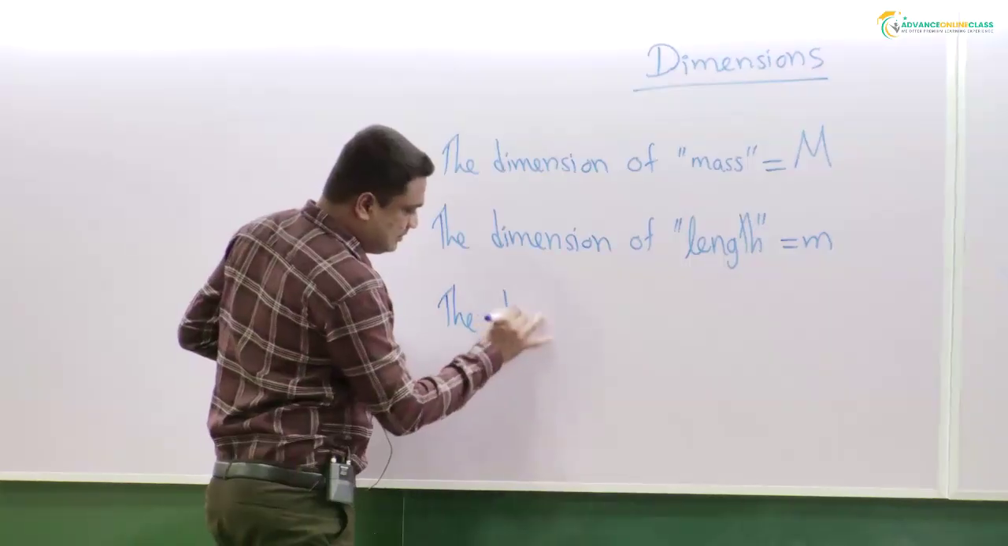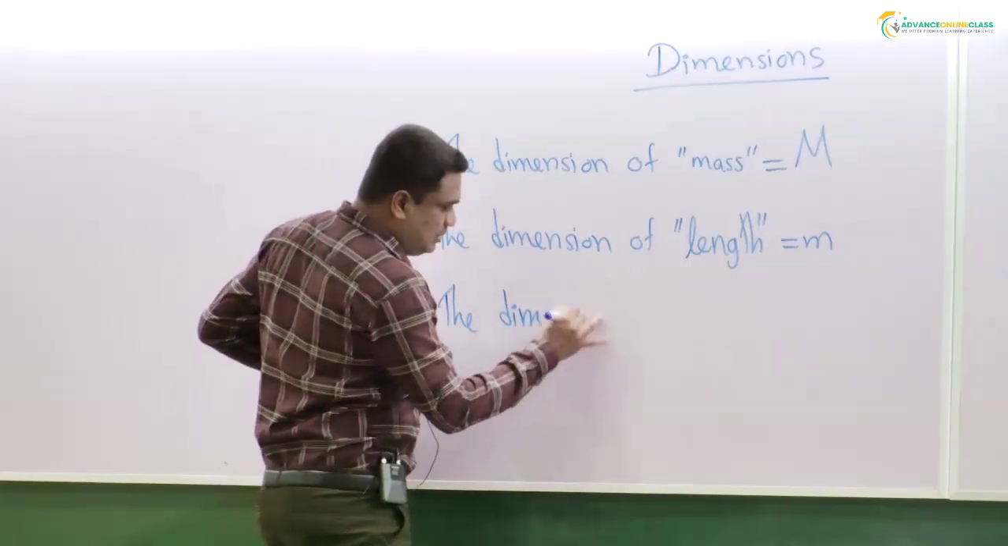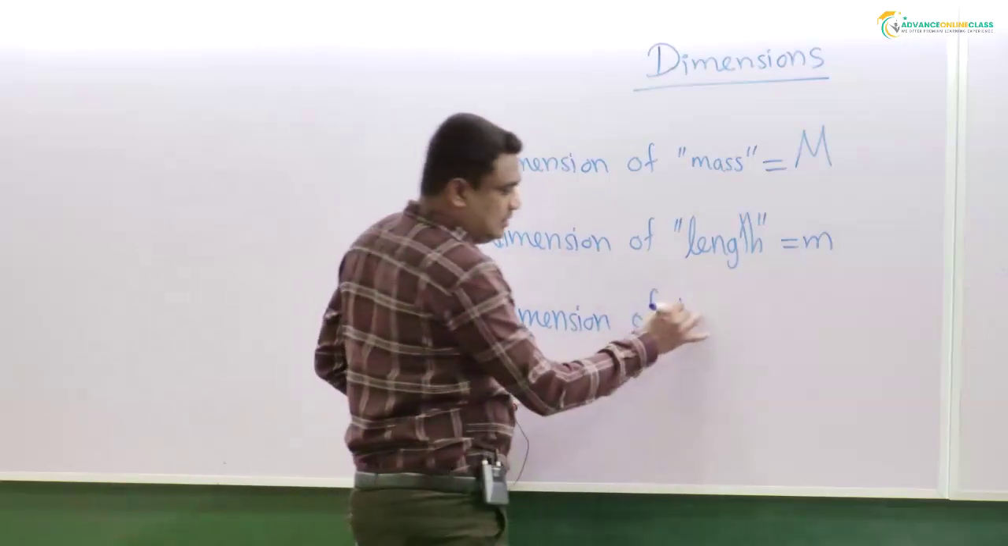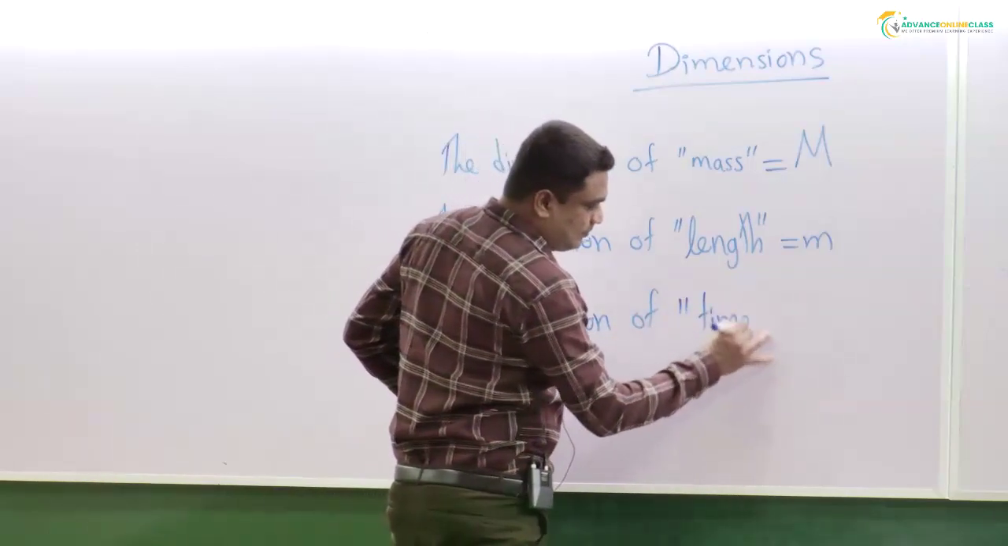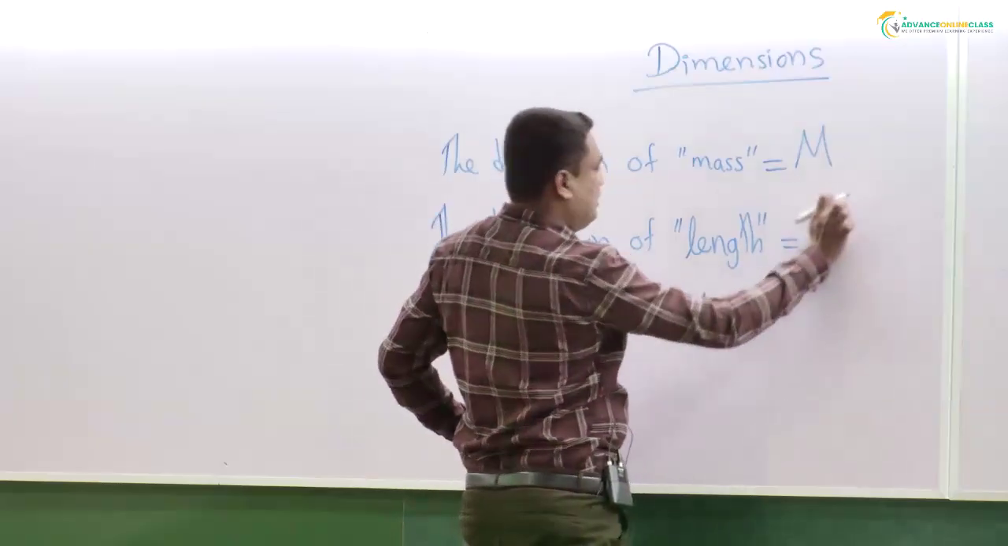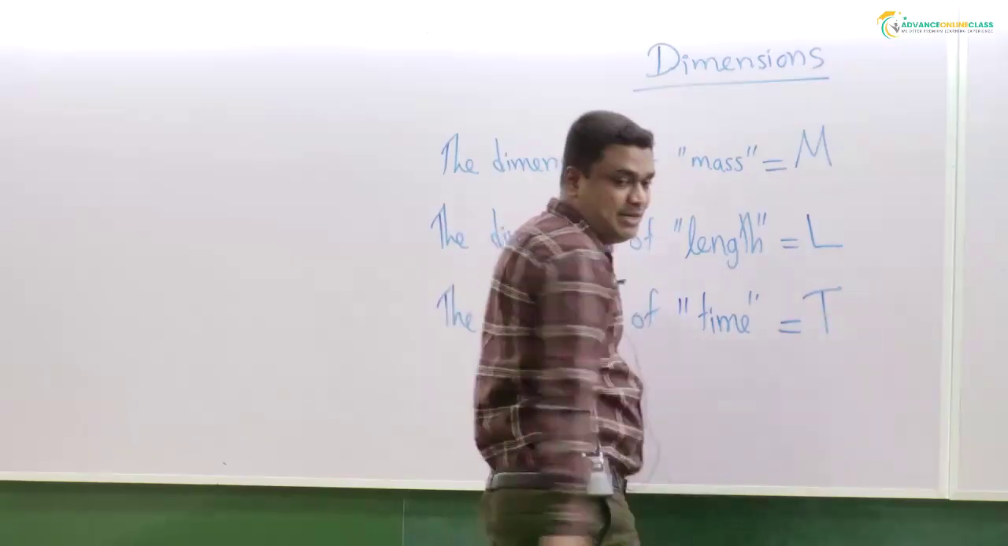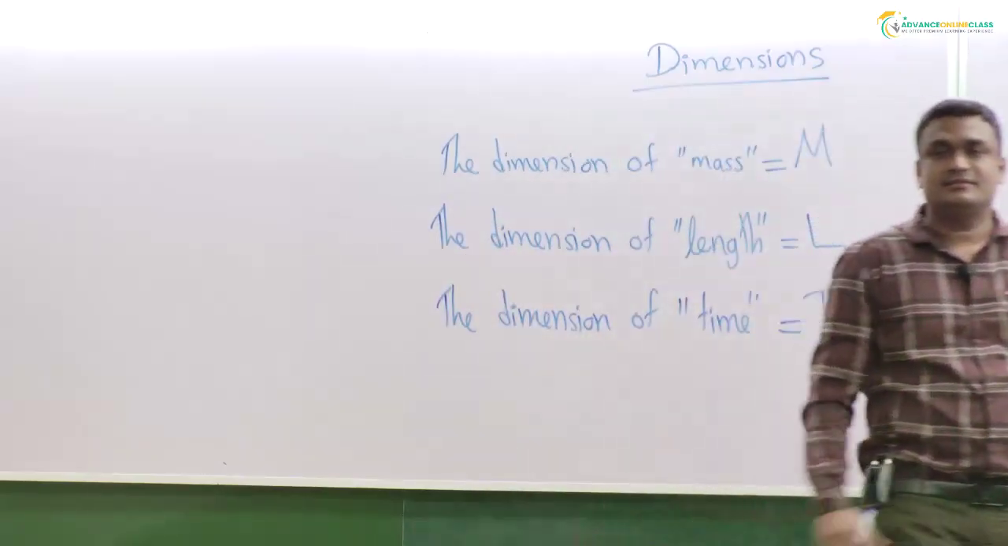The dimension of time, this is capital... dimension of length, capital L, mistake. Dimension of time, capital T.